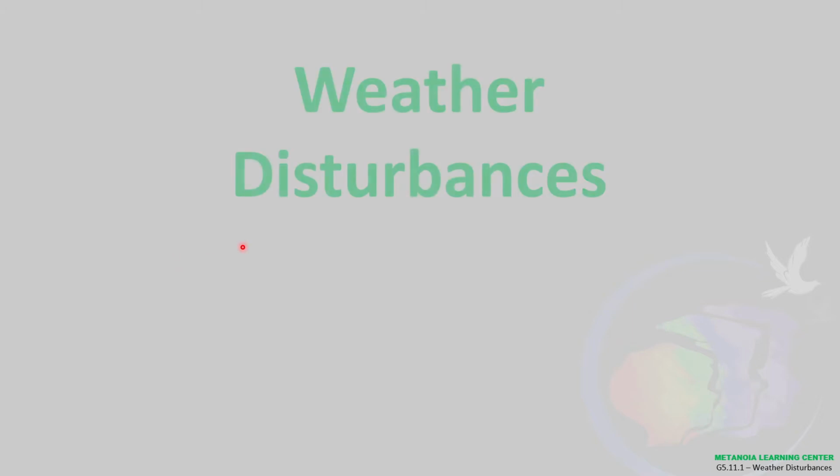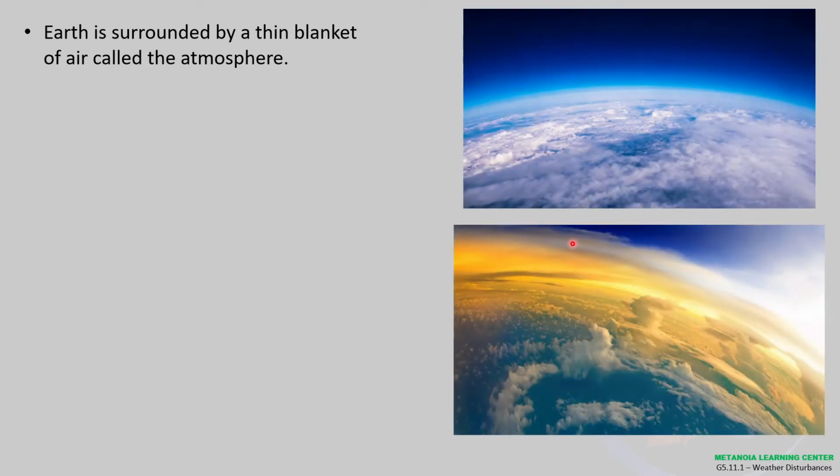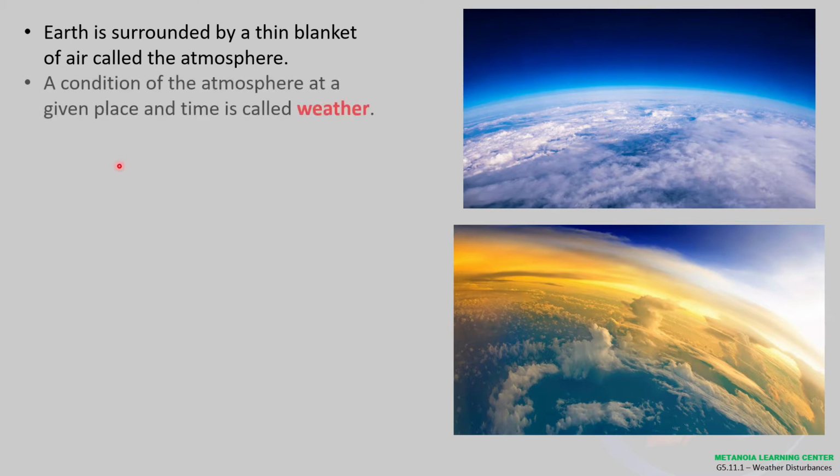Okay, so weather disturbances. Ano nga bang weather disturbances? Okay. So Earth is surrounded by a thin blanket of air called the atmosphere. Of course, most likely alam niyo na 'to, no? This is basically referred to as a thin blanket of air called the atmosphere. And a condition of the atmosphere at a given place and time is called weather.